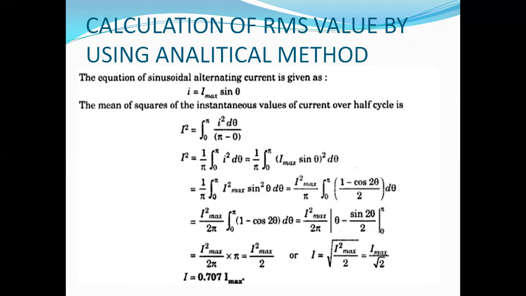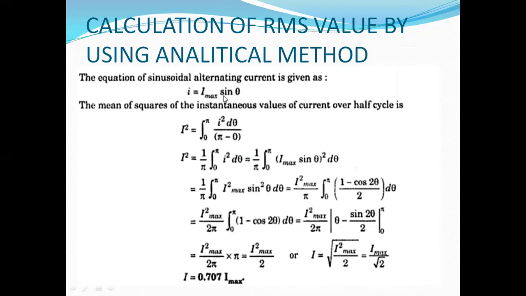Certain steps are there. The first step for finding the RMS value analytically is to write down the equation of an AC quantity, and here the equation is i = Im sin θ, and observe its behavior. In the second step, take the square of the alternating current. Take the square of this equation i = Im sin θ, and its square is i² dθ, or Im² sin² θ.